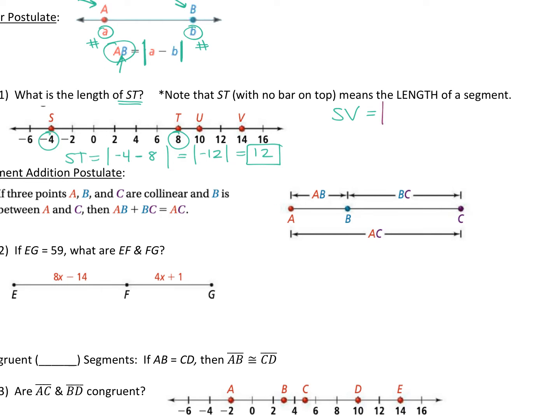So you're taking the absolute value of the difference. I'm just going to show you that it works either way, so I'm going to switch it up. I'm going to do V and then S, but you could have done it S and then V. V is 14. You're subtracting the other number. Here's where you have to be careful. You're not subtracting 4. You're subtracting -4, so minus a -4 is plus a positive. So it's the absolute value of 18, and the absolute value of 18 is 18. So the length of SV is 18 units.